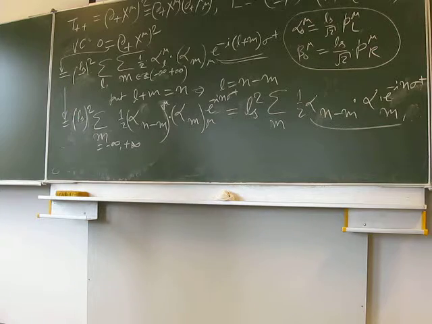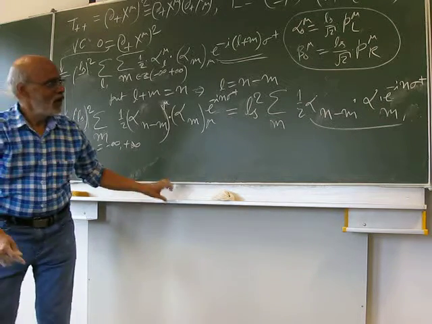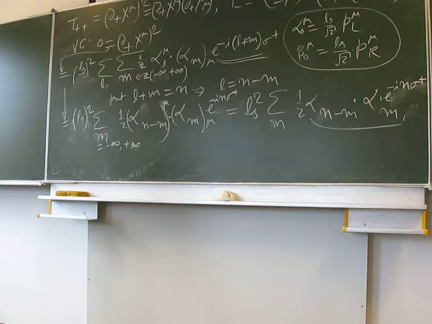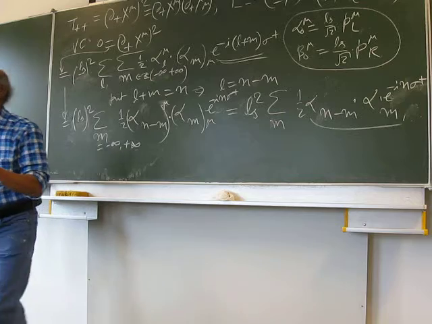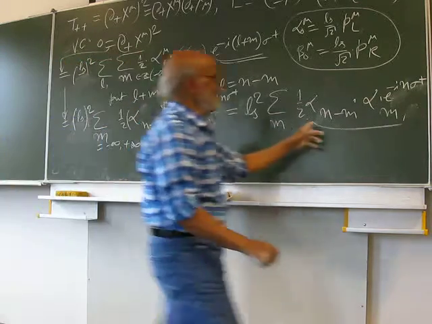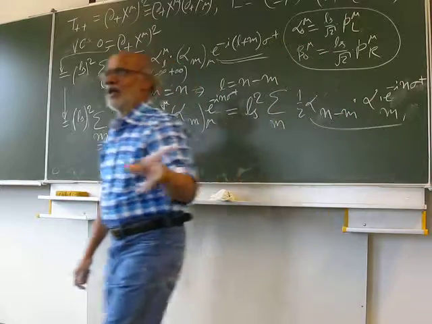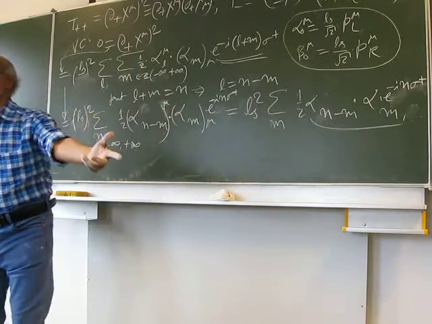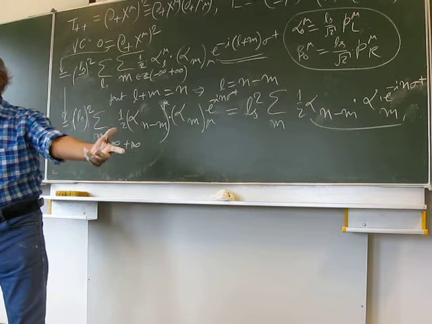Is that okay now? Now it's okay. Okay, it's no longer a free index. n is there, n is there. So you're summing over n.